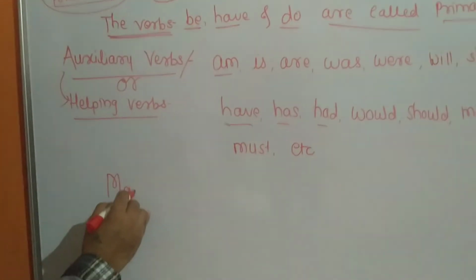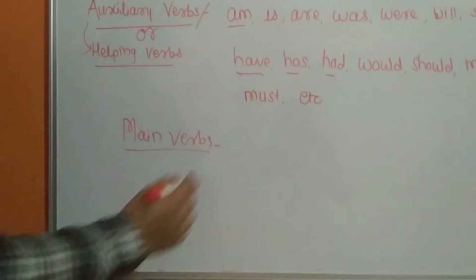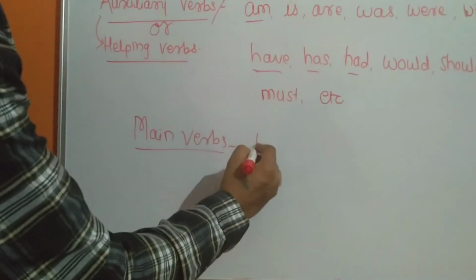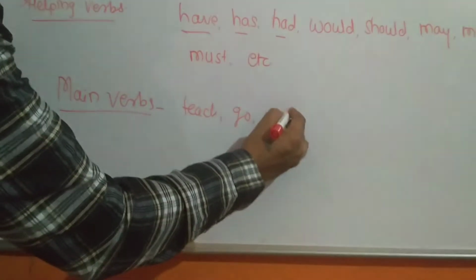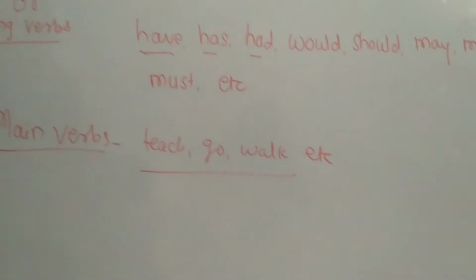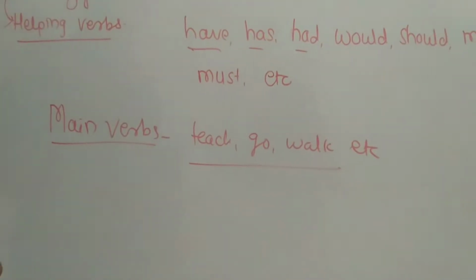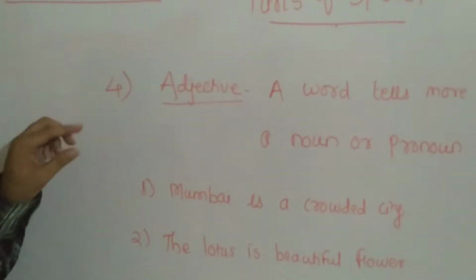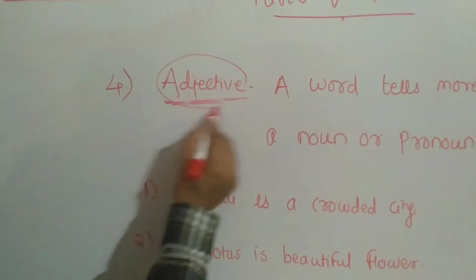And the second kind is main verbs. There are thousands of main verbs, like teach, go, walk, etc. So we can use these main verbs in a sentence. Now the fourth part of speech is adjective.